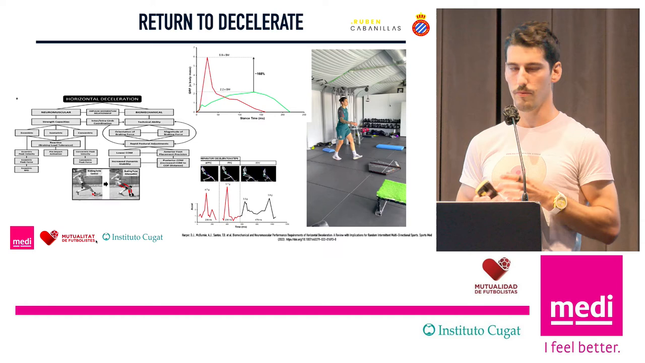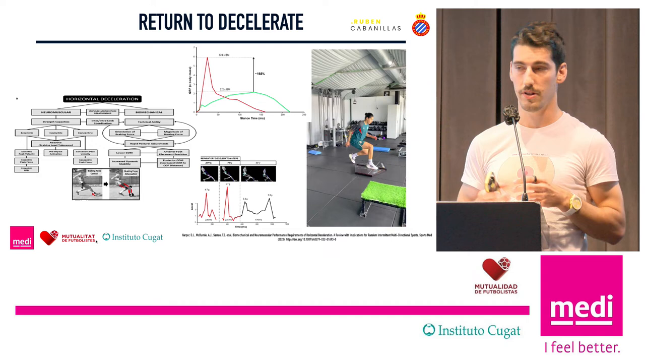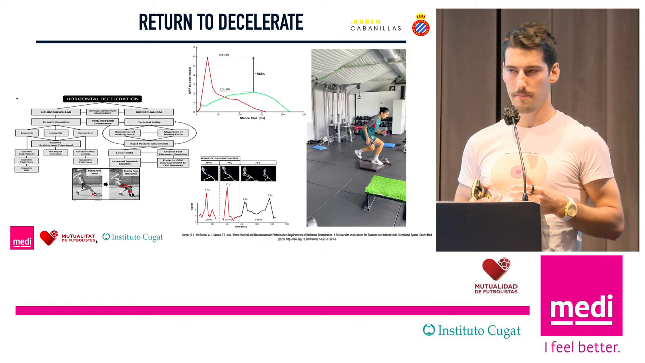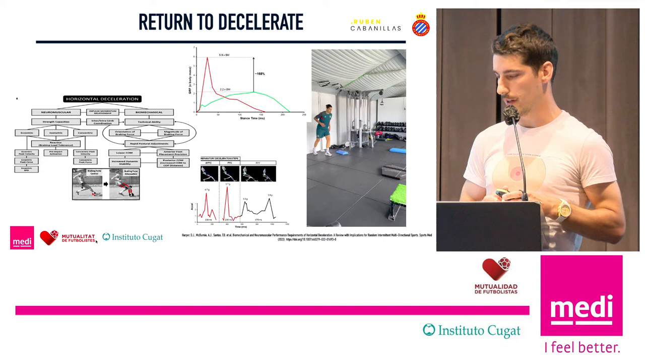This is my way to assess the deceleration in the gym with force plates. I know it's not the best way to do it, but it's my way, and for me it's useful. I know these force plates don't have a triaxial mode, only axial, but I know the force production in a direction, and I know how much force she produces with her body weight, 2.5, 3, 4. I know this.